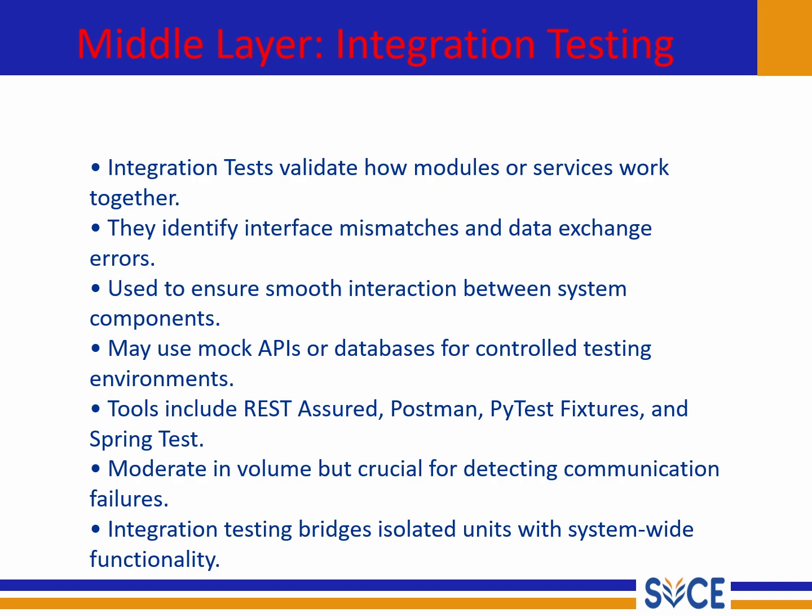So integration testing forms the middle layer of the automation pyramid. It focuses on testing how different modules or services work together as a combined system. Even if individual components work correctly during unit testing, failures can still occur when they interact. Integration testing helps identify such interface issues and data flow problems. These tests verify the data exchange and communication between modules and ensure that integrated components behave as expected.